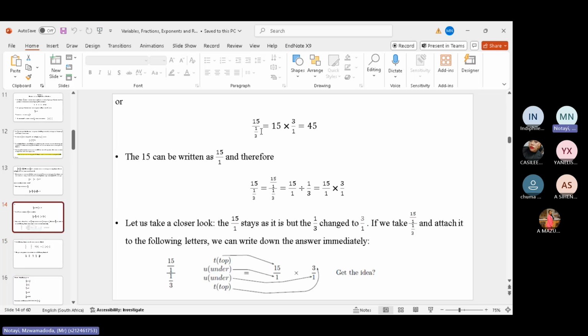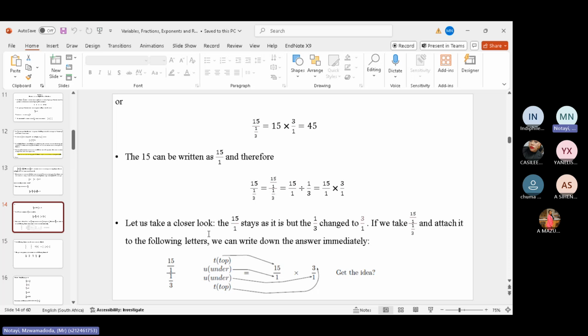Or similarly, 15 divided by 1 over 3 is equal to 15 times 3 over 1, which is equal to 45. Then 15 can be rewritten as 15 over 1, and therefore 15 over 1 over 3 is equal to 15 divided by 1 divided by 1 over 3, which is equal to 15 times 3 divided by 1 times 1 to get 45.